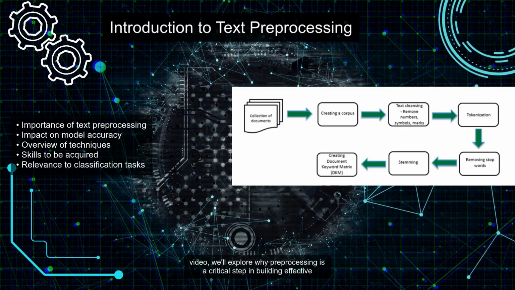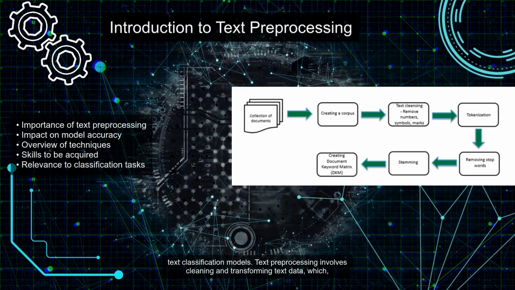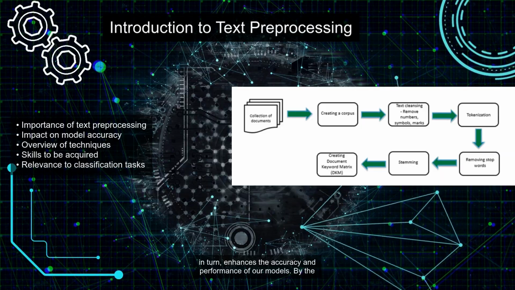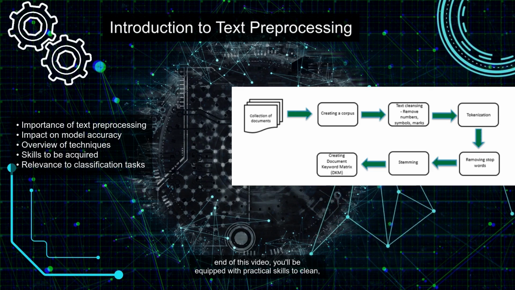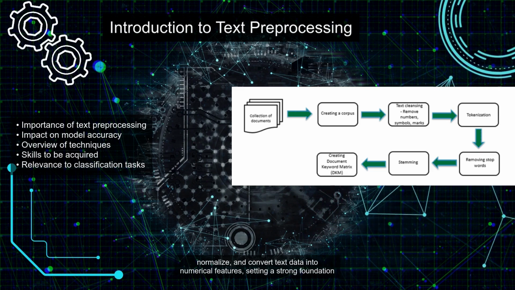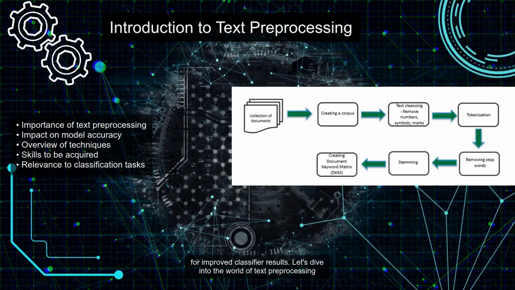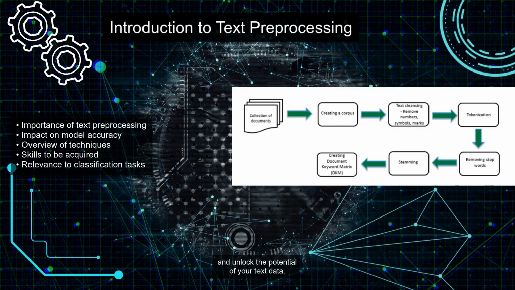In this video, we'll explore why preprocessing is a critical step in building effective text classification models. Text preprocessing involves cleaning and transforming text data, which, in turn, enhances the accuracy and performance of our models. By the end of this video, you'll be equipped with practical skills to clean, normalize, and convert text data into numerical features, setting a strong foundation for improved classifier results. Let's dive into the world of text preprocessing and unlock the potential of your text data.